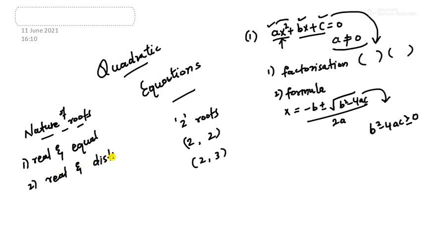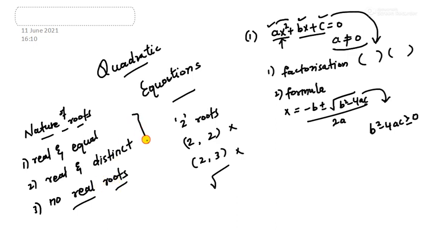And the last one is neither real and equal nor real and distinct. We call such a case no real roots. They will mainly be in the root form. So these three you have to remember.